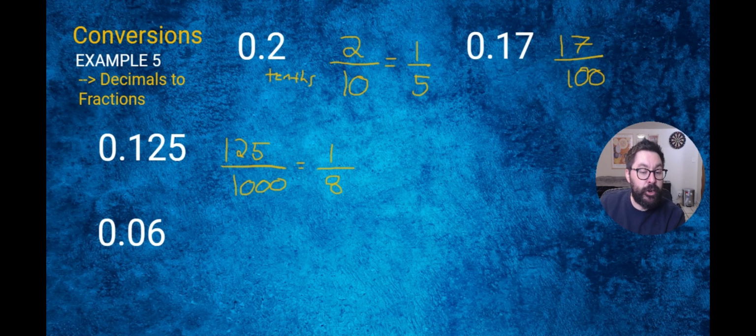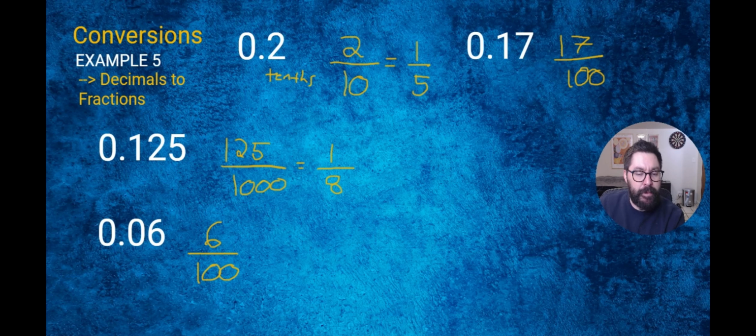All right, let's look at this last one. This one is 0.06. Well, that means we have 6 hundredths. So we have 6 over 100. And a common mistake is to say 6 over 10, just because you only see one number. But you got to look at the place value, and it's in the hundreds place.